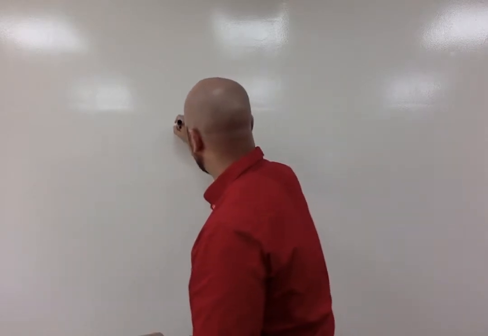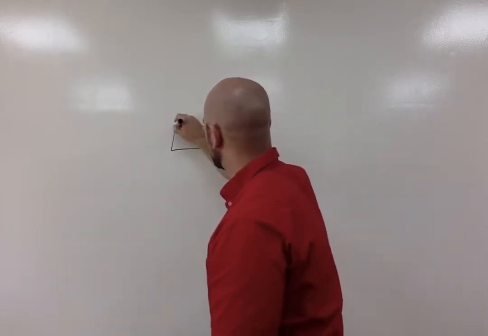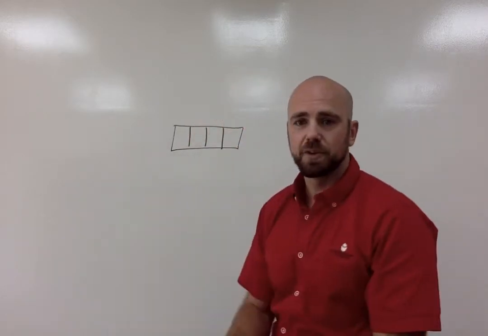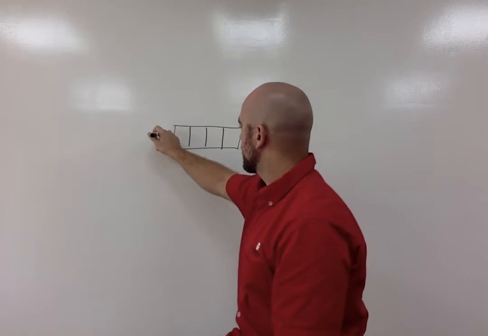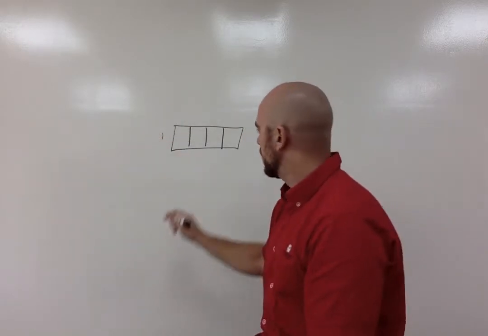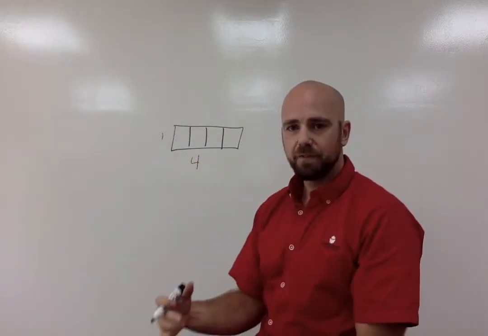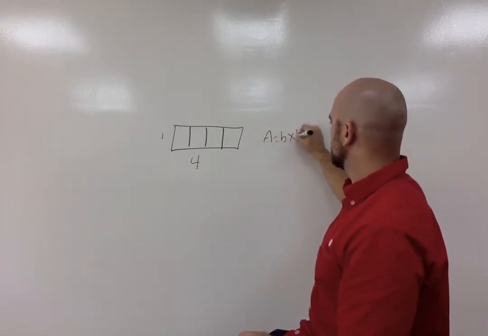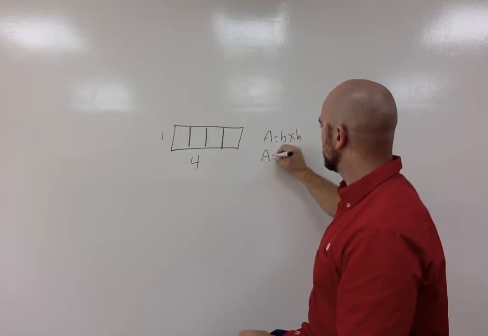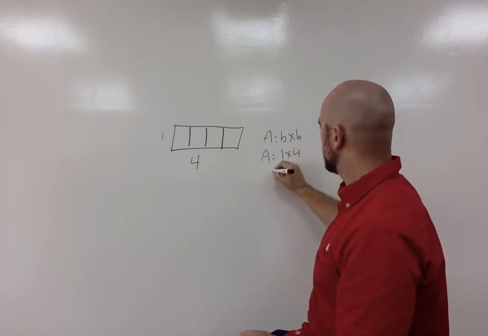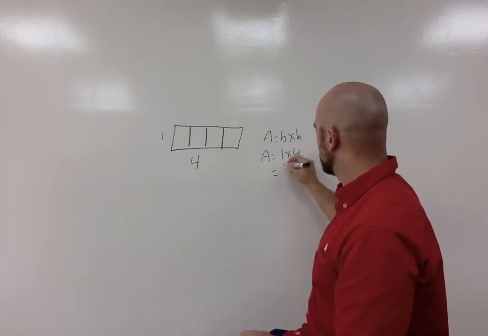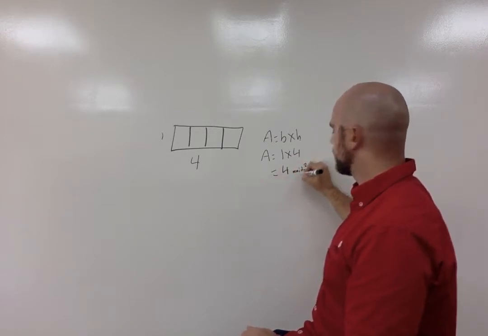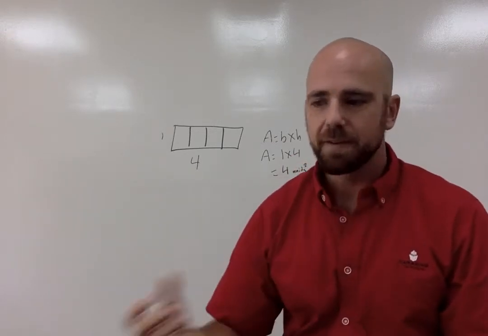If we have a rectangle that looks like this, and we were to break it up into individual units, we could say that it has a height of 1 and a base of 4. So our area equals base times height. Our area equals 1 times 4, so that would give us 4 units squared. That would give us the area.